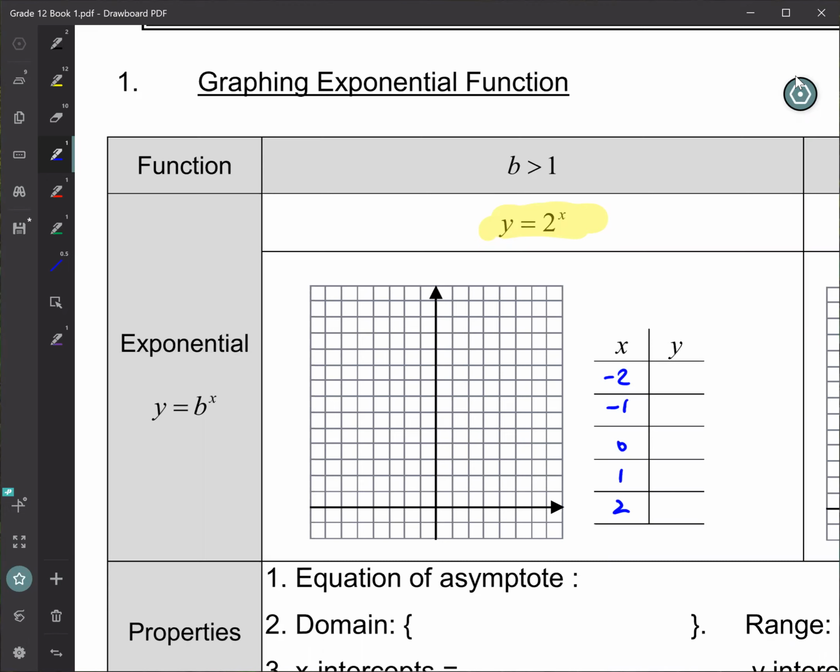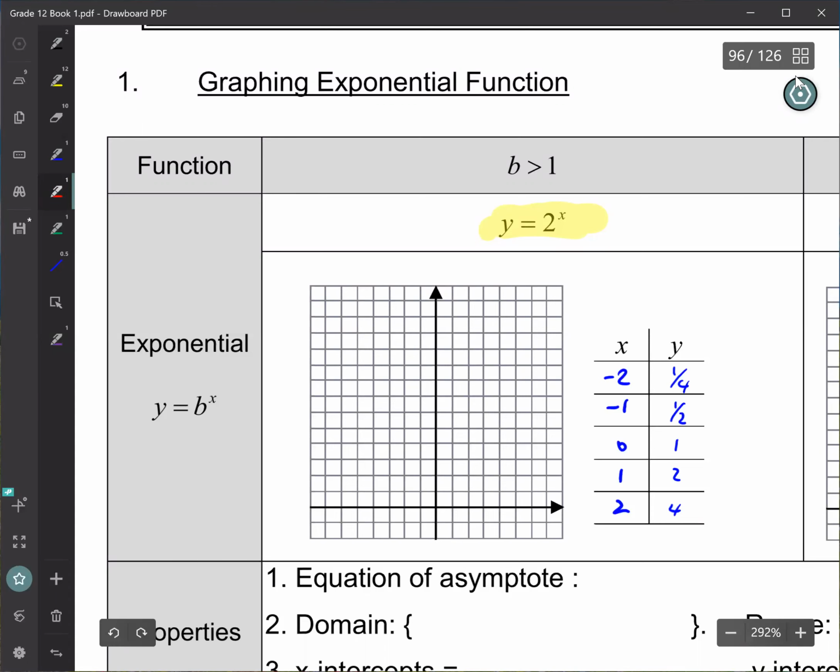All right, let's check the points that you have. If you already got the table, you can start plotting the points. Okay, Donna, what are your y values? Have you got them? Wait, no. 1/4, 1/2, 1, 2, 4. Yeah, very good. Negative exponents will turn it into a fraction. Okay, so let's plot them.